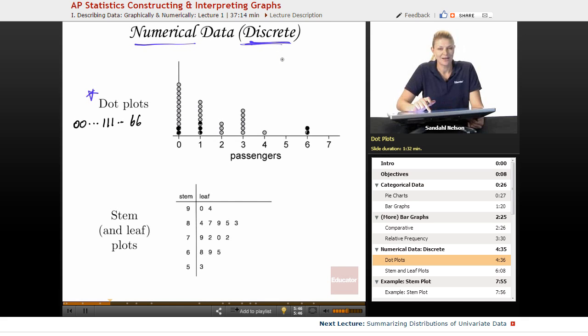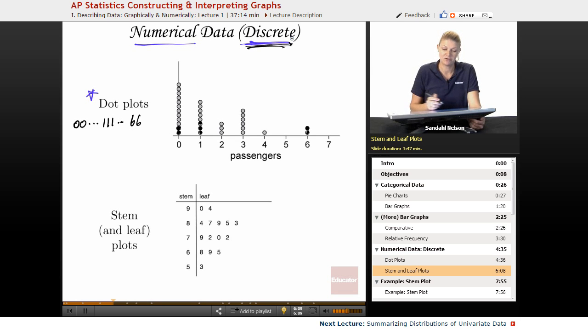Now you wouldn't want to make a dot plot if you had decimals, right? Like infinitely many decimals, because then they would never pile on top of each other, right? It'd just be a flat line, but with a really, really long line. So you really only want to use a dot plot when you have discrete numbers, or a discrete number of options. So whole numbers, 1, 2, 3, 4, 5.